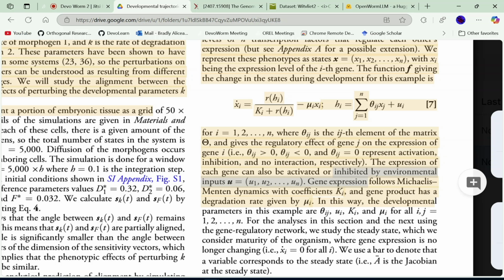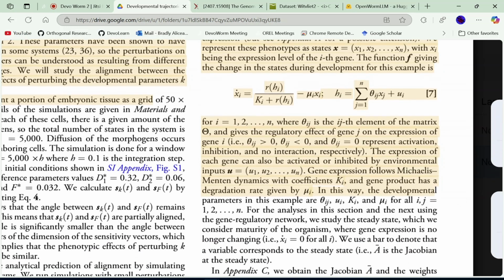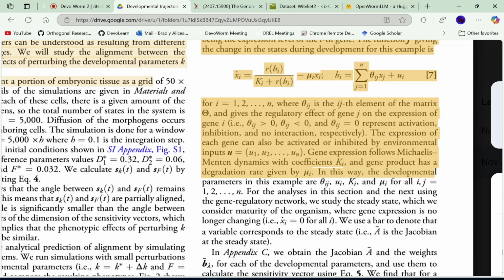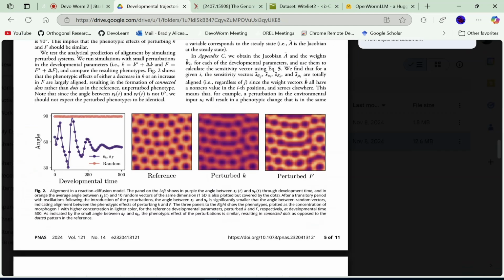We have activation, inhibition, and no interaction. The expression of each gene can also be activated or inhibited by environmental inputs U. Gene expression follows the Michaelis-Menten dynamics with the coefficients Ki, and the gene product has a degradation rate given by mu i. In this way, the developmental parameters for this example are here. So this is basically what they're doing with the gene regulatory network.